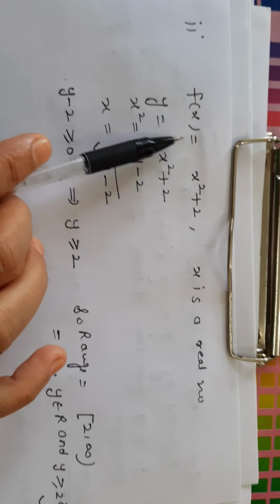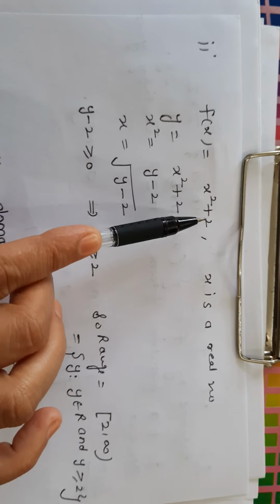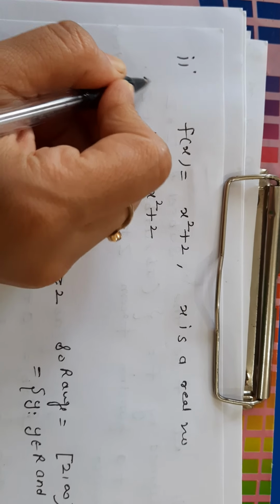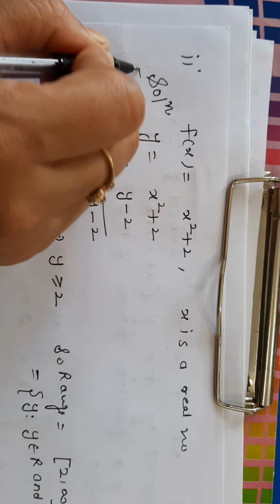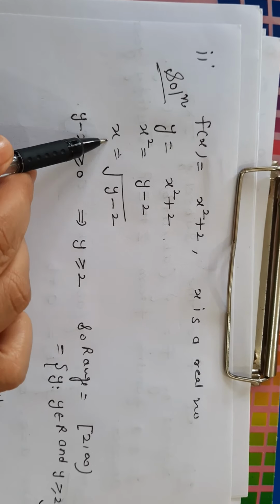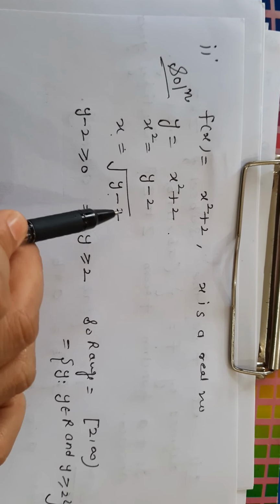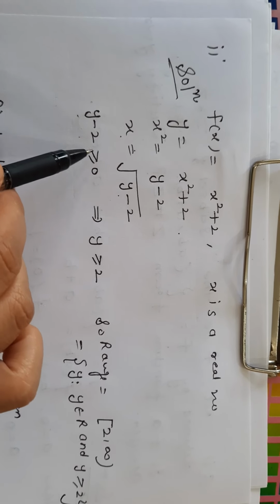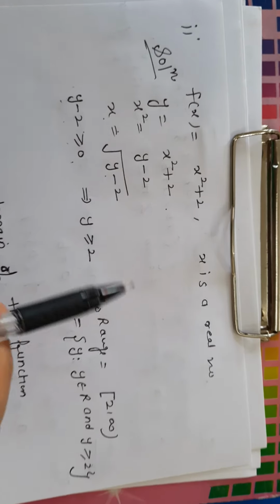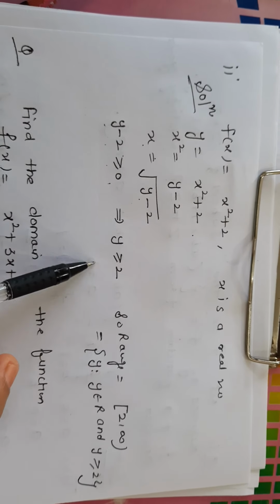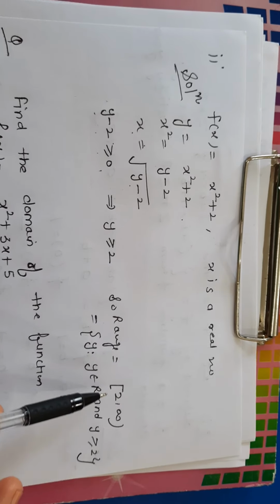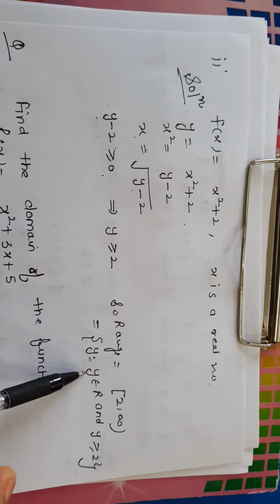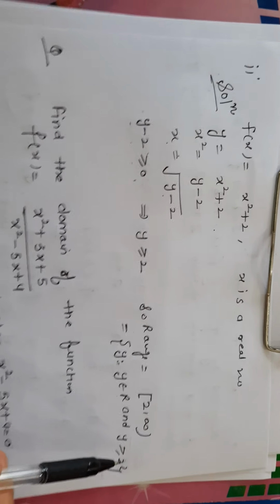The next part is find the range of this function f of x equal to x square plus 2, where x is a real number. So the solution is, let f of x equal y. So y is x square plus 2. Now write x in terms of y. Now this is a function of root of y minus 2. We know that this is defined when y minus 2 is greater than or equal to 0. So y is greater than or equal to 2. That means range is 2 to infinity, or we say set of those y where y belongs to real and y is greater than or equal to 2.